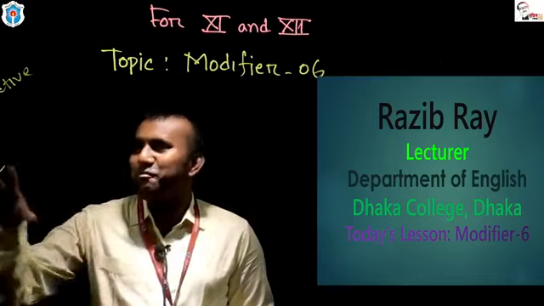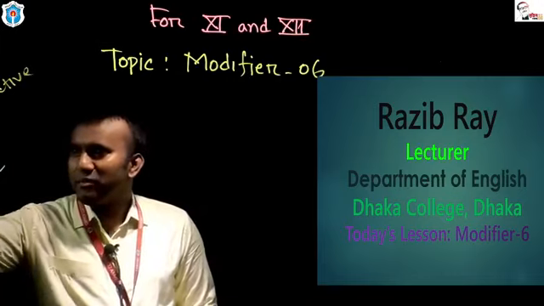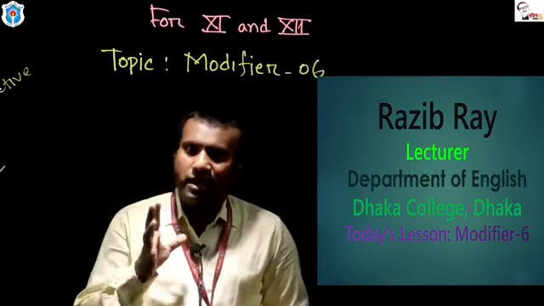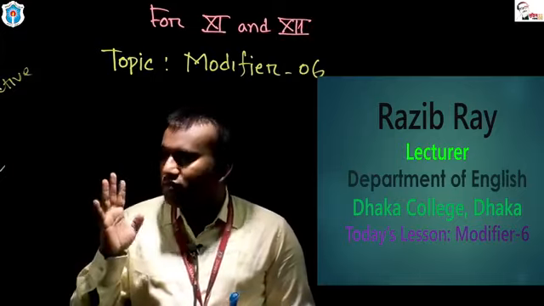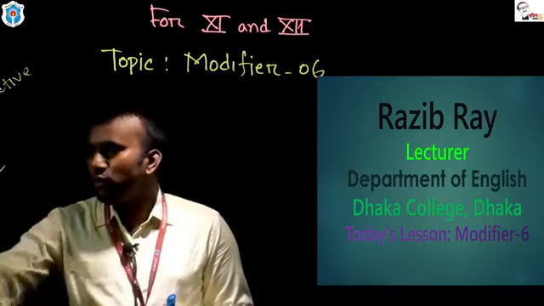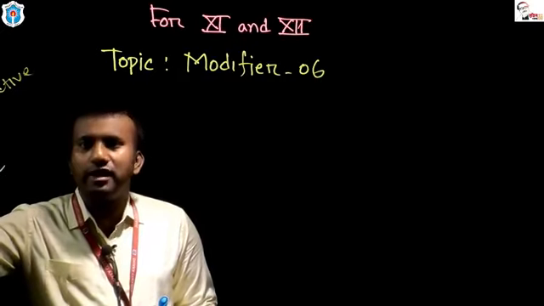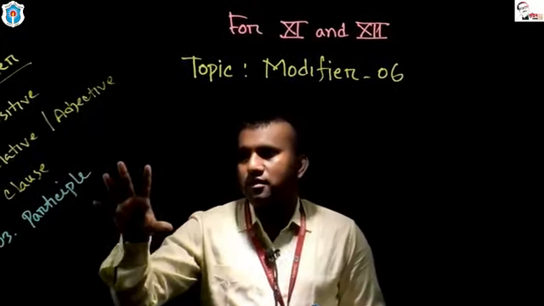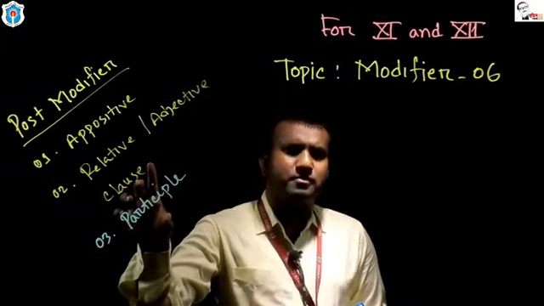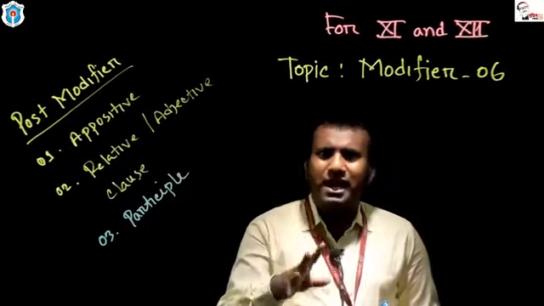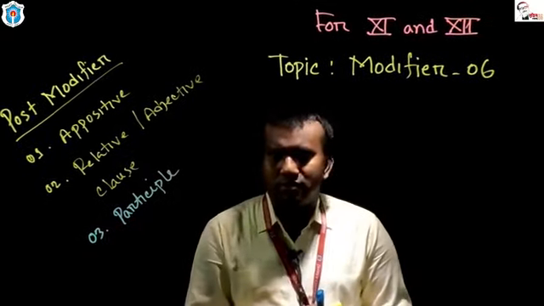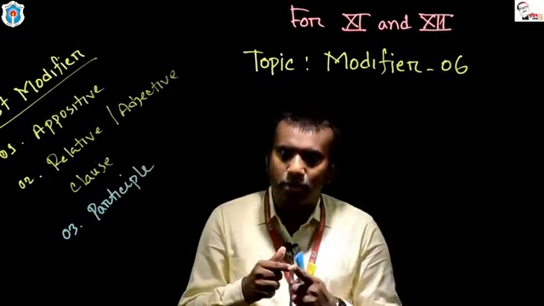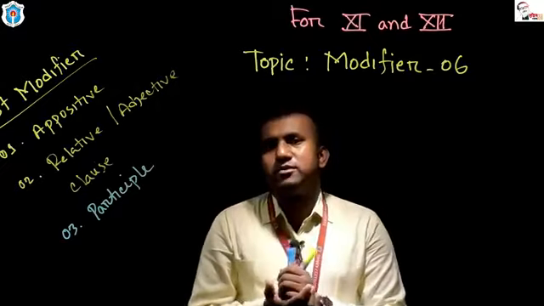We will focus on post modifier. Number 1, appositive. Number 2, relative or adjective clause. Number 3, participle. Those who are with me for 3 or 4 classes know that we have already completed appositive as well as relative or adjective clause. So the first 2 have already been discussed. Today we will focus on participle. You know that participle can be either pre-modifier or post-modifier. So we will learn the question pattern regarding participle both in pre-modifier and post-modifier.